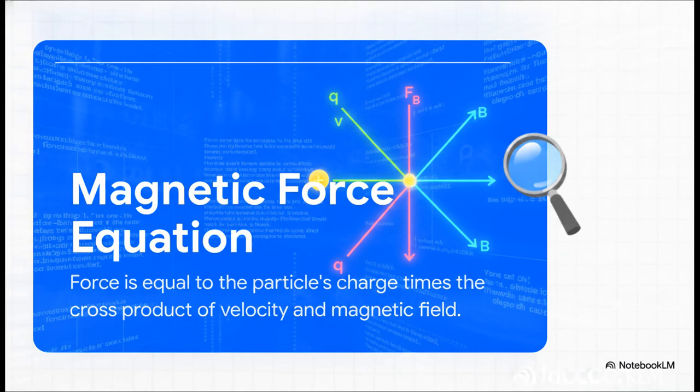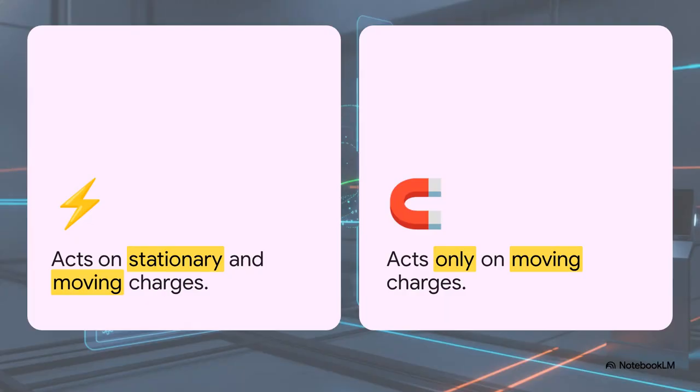To really understand this invisible hand, we have to look at its mathematical engine, the magnetic force equation. The magnitude of the magnetic force, that's F subscript B, is proportional to 3 things: a particle's charge, Q, its speed, V, and the magnetic field itself, B. But notice that multiplication symbol in the middle. It's a vector cross product. That means the geometry of exactly how a particle enters the field dictates absolutely everything about the force it's going to experience. And this right here perfectly illustrates the key difference between electric and magnetic forces.